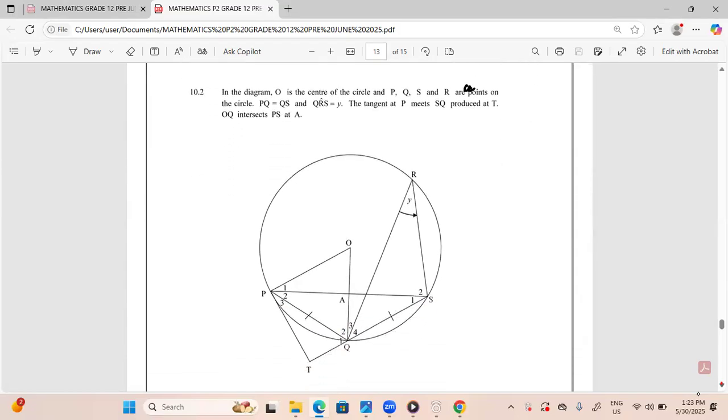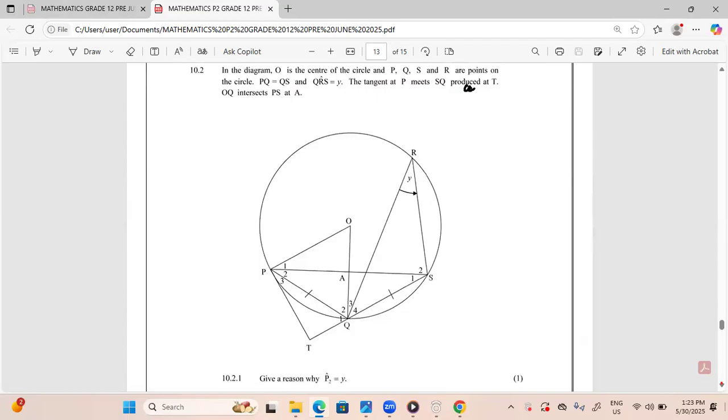I want us to look at the problem of 10.2. It's very important that you read the information. In the diagram, O is the center of a circle. Okay. O is the center of a circle. Let us look at that center of a circle, O. It's here.